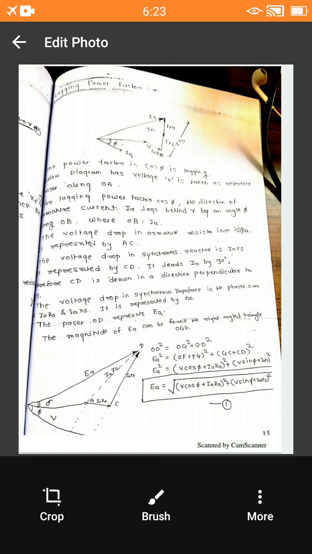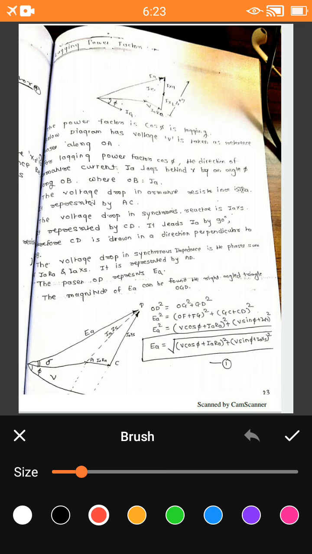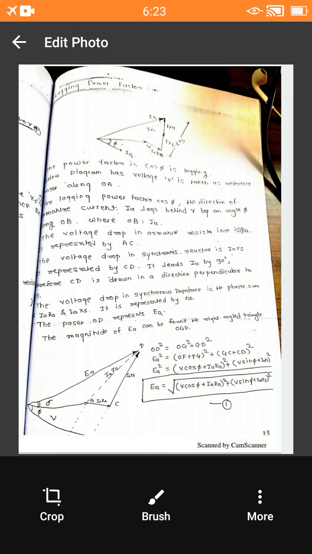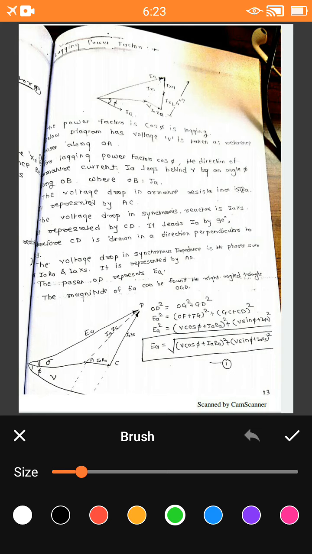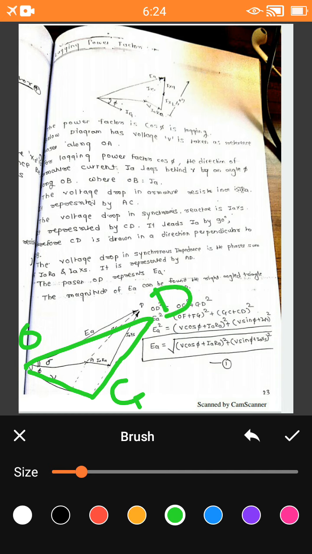The magnitude of EA can be found from the right angle triangle OGD. Consider the different points in the figure: here is point G, here is point F. For understanding, the right angle triangle in its simplest form is O, G and D. This is the fundamental starting point of the vector diagram of that figure.